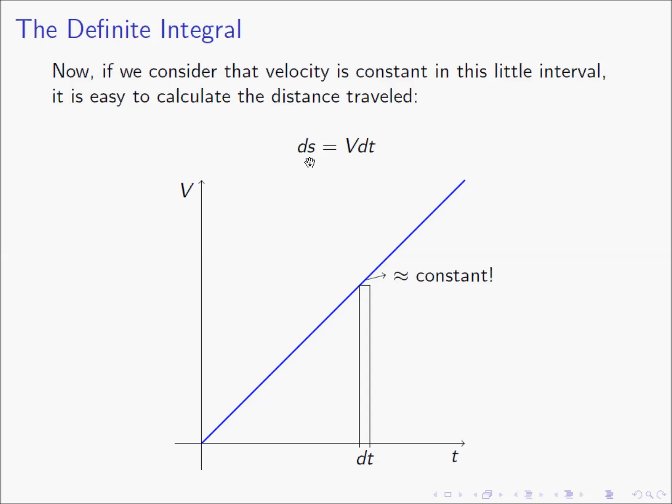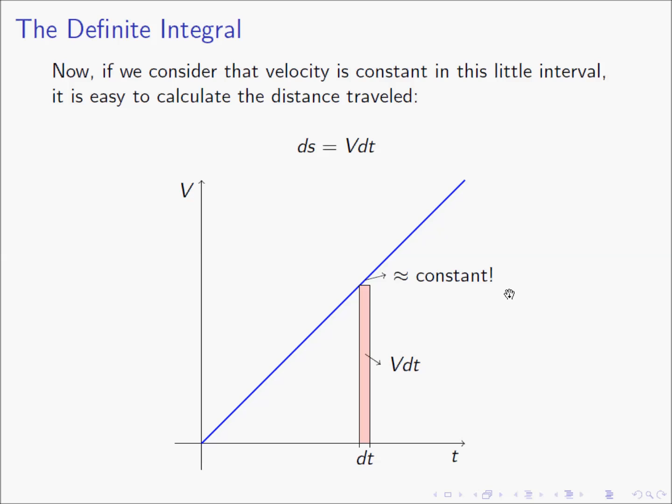So we're going to call this distance ds, and we're going to say that velocity is constant in this interval and equals v, and we multiply it by dt, the width of the interval that we took. So we get ds equals v dt. But what is v dt? V is the height of this rectangle here, and dt is the base. So v dt gives you the area of this rectangle. This is v dt, the pink area here.